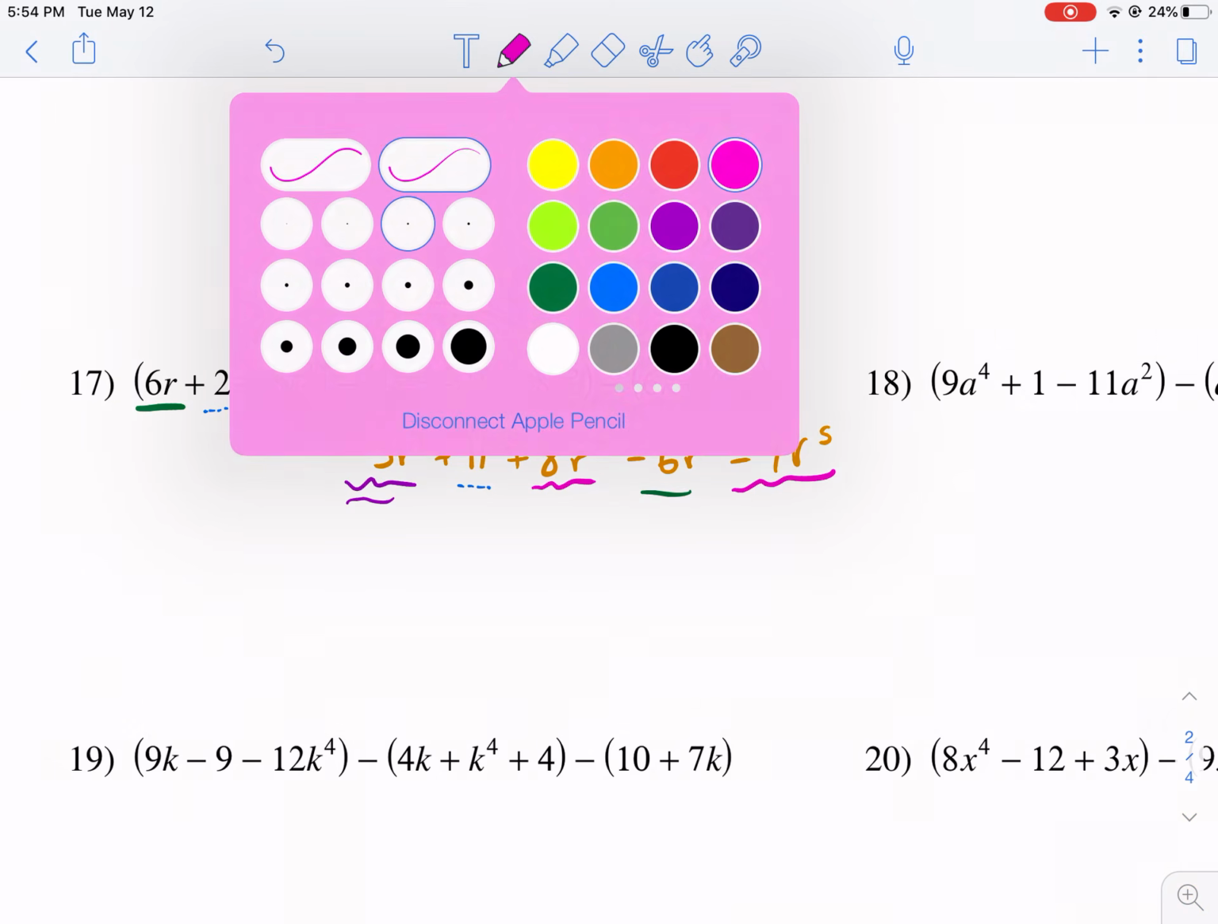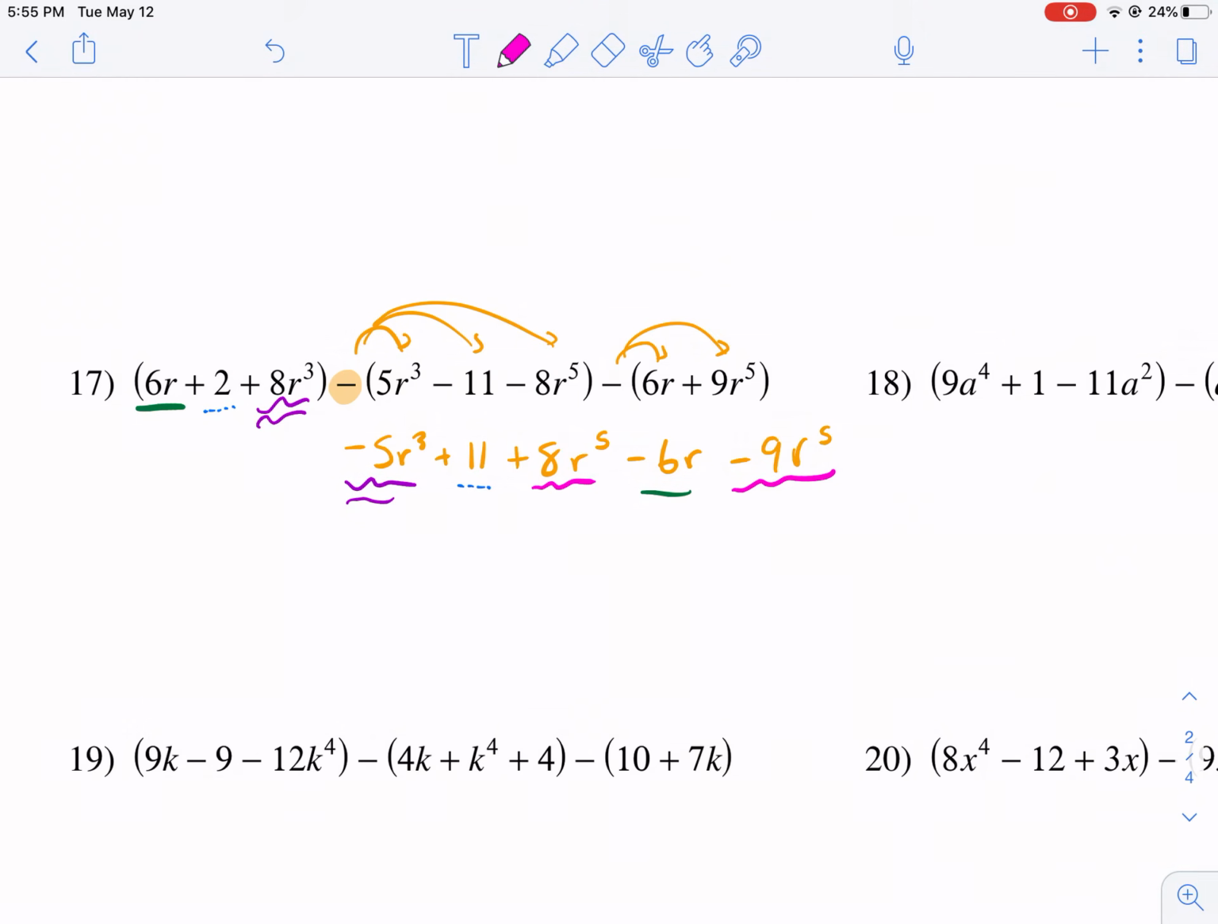Now what I'm going to do is in pink, I'm going to start with my highest power. So I have 8R to the fifth minus 9R to the fifth. This part I do in my head. Once you do this with practice, then you can do it in your head. So I'm going to get negative R to the fifth. Next up, my purple, 8R to the third minus 5R to the third is positive 3R to the third.